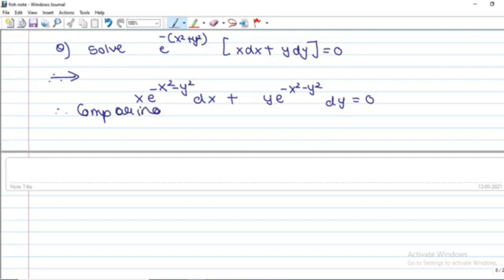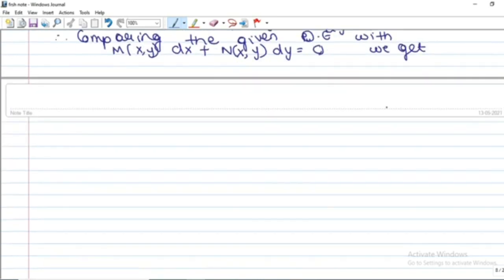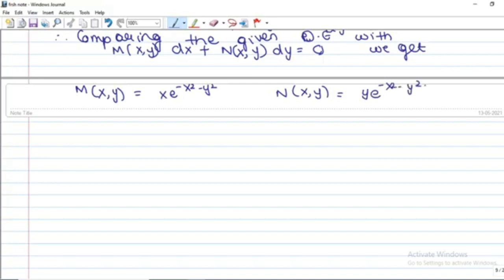Comparing the given differential equation with M dx plus N dy equal to 0, we get M of x comma y is nothing but x e power minus x square minus y square, and N of x comma y is nothing but y e power minus x square minus y square.